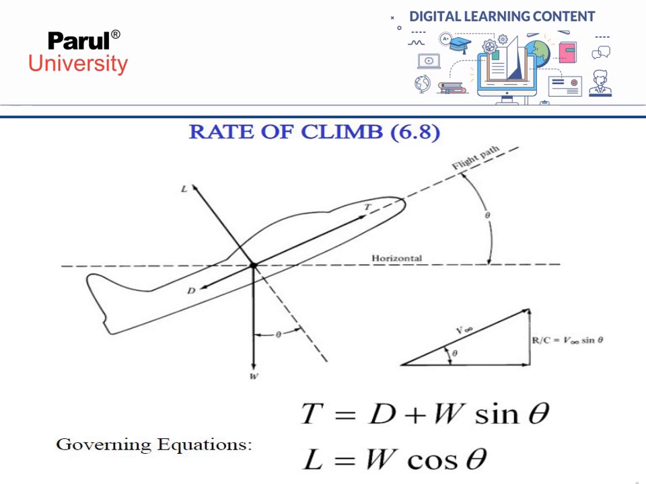In the velocity triangle, the flight path makes an angle theta with the horizontal, V infinity is along the free stream, and the rate of climb is nothing but V infinity sin theta. This is the vertical velocity. Theta is the flight path angle between the flight path and the horizontal, right? Thrust, drag, lift and weight directions we can see in the figure. Lift is acting perpendicular and weight is acting downwards towards the center of the earth.